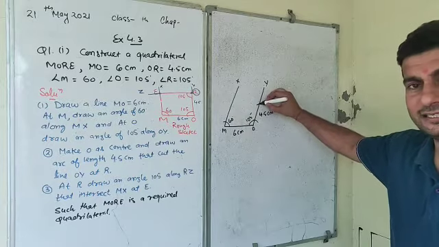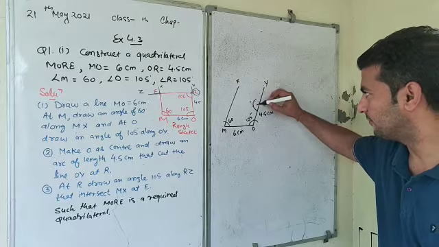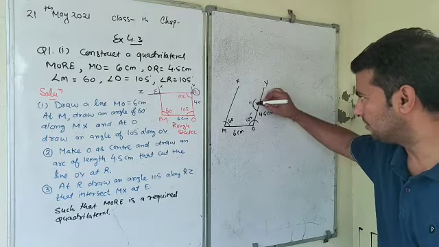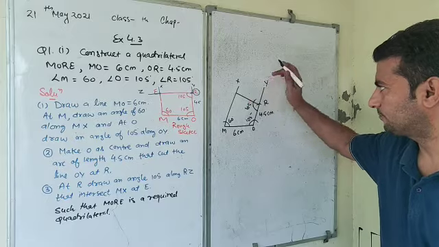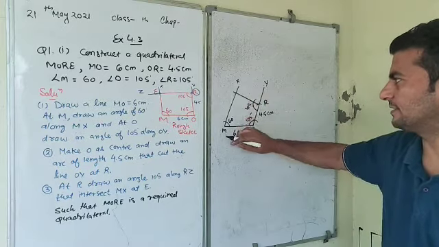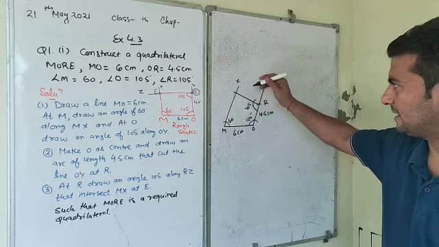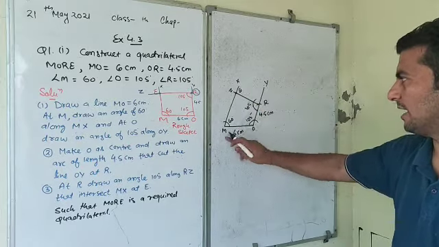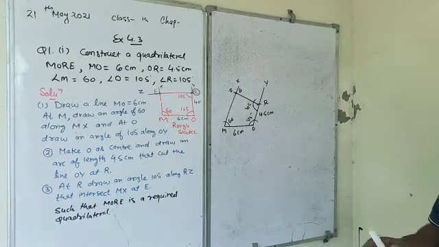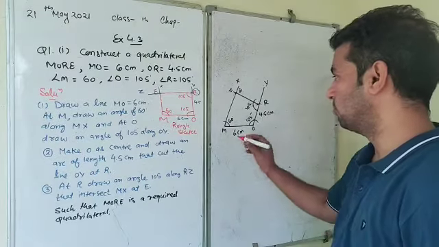Now make R as a center and make an angle of 105. It's 90, just a little bit more than 90. So 105 degree, which intersects the previous line MX at the point E. So MORE is the required quadrilateral.